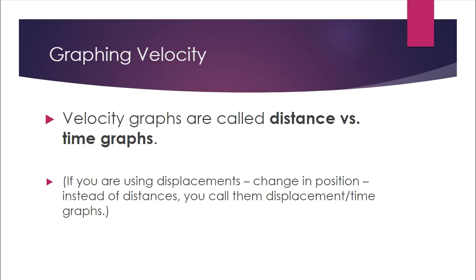Velocity graphs are called distance versus time graphs. And simply, if you think about the equation for velocity, velocity is equal to distance over time. That's all a velocity graph is. It's that equation, distance over time. If you're using displacement, change in position, instead of distance, you call them displacement time graphs. So you can use displacement as well. Sometimes we use the word position time graph as well.